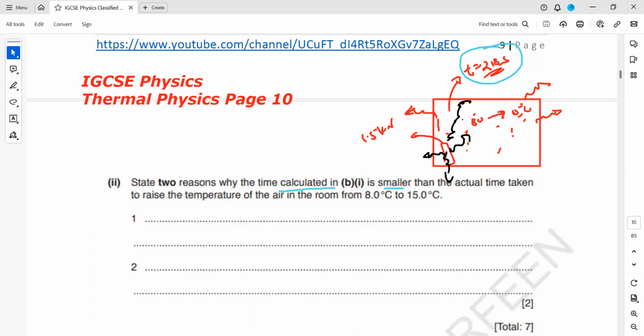So the practical reasons why it will take much longer time. First, the heater supplies energy to the surroundings as well. Not all the energy is transferred to air; some of the energy is transferred to the ceiling, to the floor, to the walls. That is one reason. And some of the energy is transferred from air to outside. So as a result, it will take much longer duration.